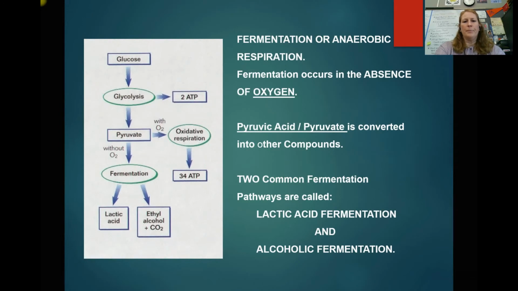Here's just another diagram. Fermentation is in the absence, another way to say it is absence of oxygen. The pyruvic acid or pyruvate is converted. So here's my glycolysis right here. That's kind of a big one. And then what it makes at each one. So it's going to make some ATP here. Here's the pyruvic acid or pyruvate. So without oxygen, with oxygen. And so we're not going to get into the oxidative respiration, but know if it takes a pathway of using oxygen, the aerobic respiration, that it makes the most ATP.